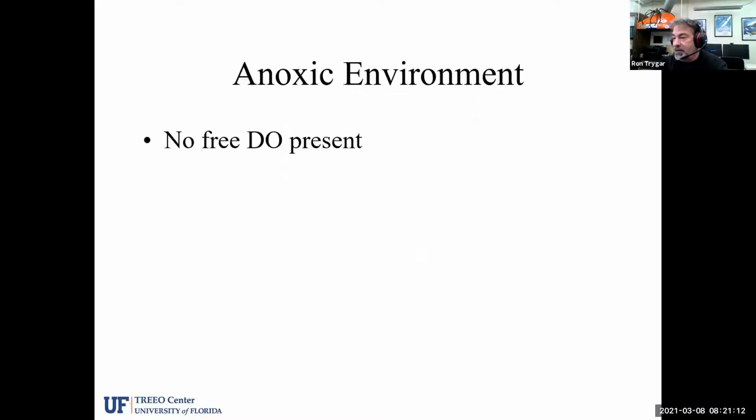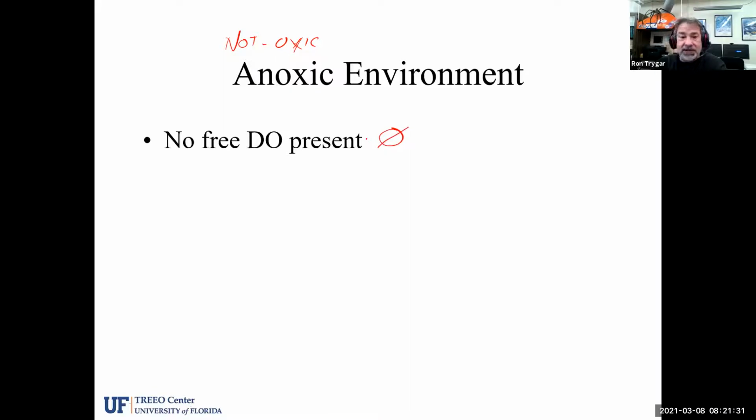So the first thing we want to talk about is an anoxic environment. So anoxic, or AN, means not oxic. So there's no free DO present. Dissolved oxygen is going to be as close to 0 as you can get it.